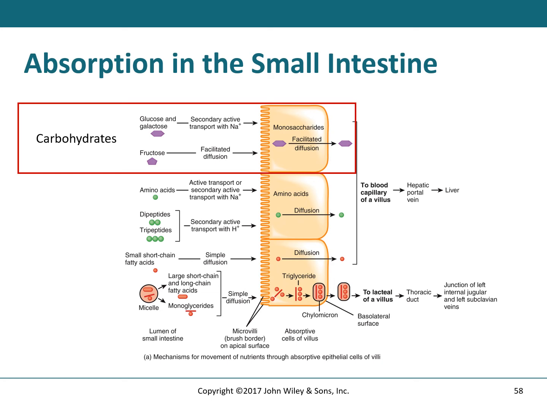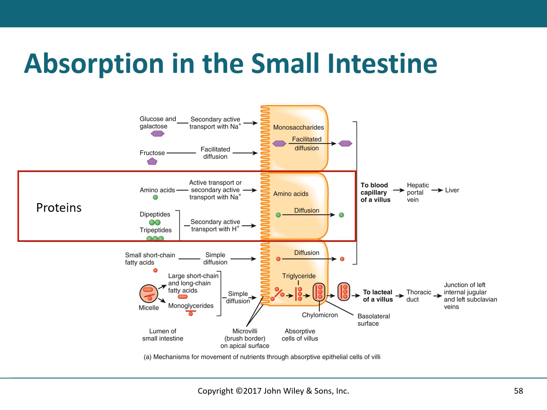And these can occur a couple of different ways. Glucose and galactose are going to be transported via a secondary active transporter that uses sodium down its concentration gradient to pull in glucose and galactose. Fructose, on the other hand, just diffuses through the cell membrane. And then they're all able to diffuse into blood capillaries after that point.